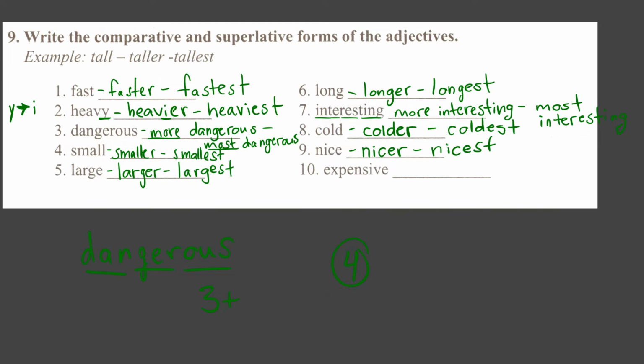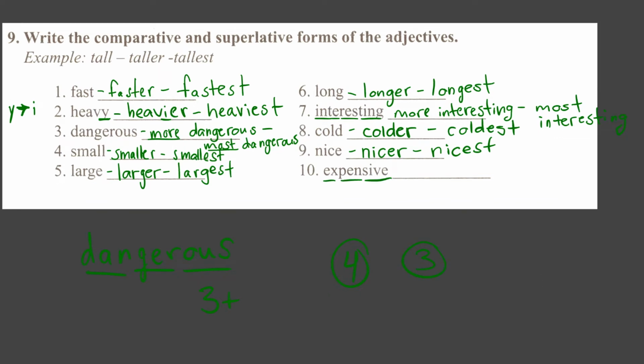And then our last one, we have expensive. Let's count that one out together. Expensive. Expensive. So this one has 3 syllables. So that means we have to use more expensive. And most expensive. So now you can check your answers.